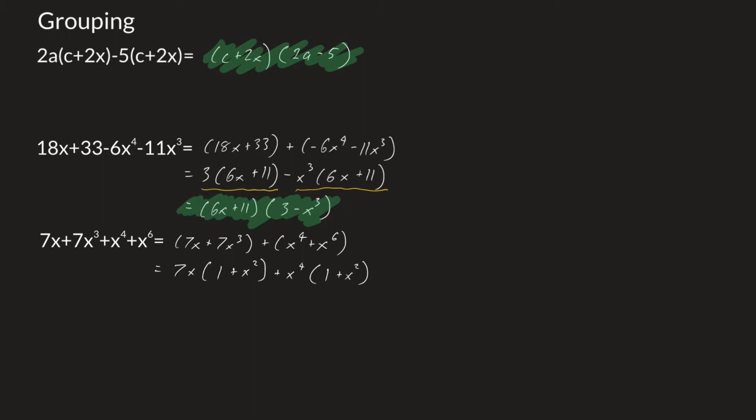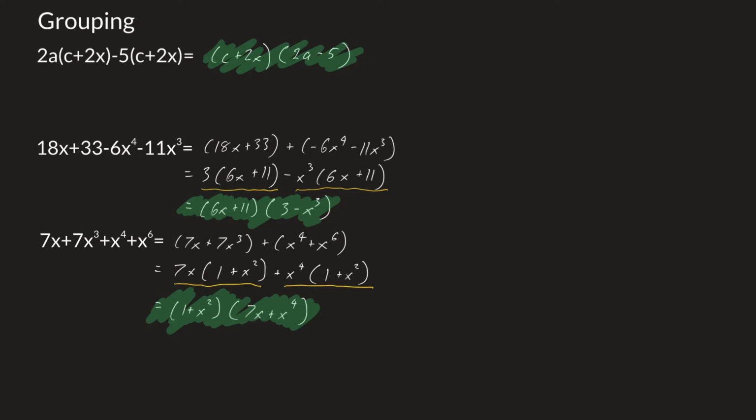Here's the beautiful part. Taking a look at that term and the second term, looks like they both have a 1 plus x squared in common, so let's factor that out. 1 plus x squared times 7x plus x to the 4th. And that's it. That's all we have. And that's grouping.